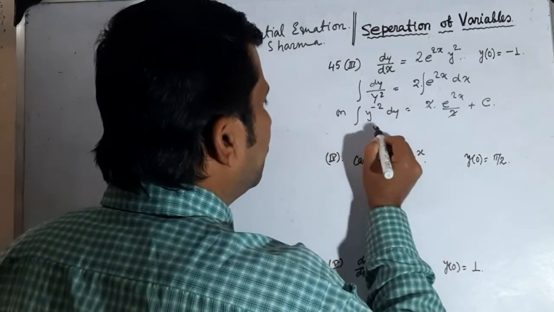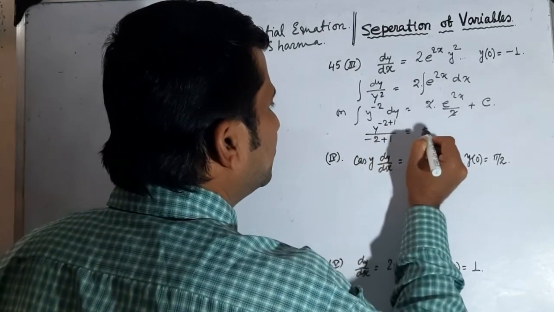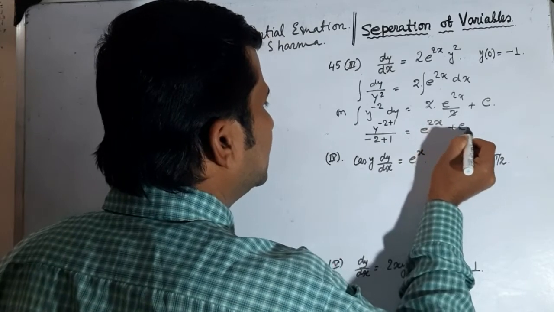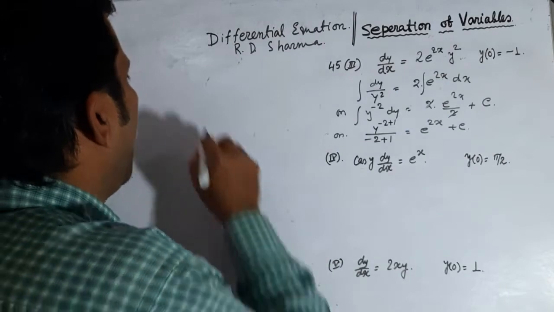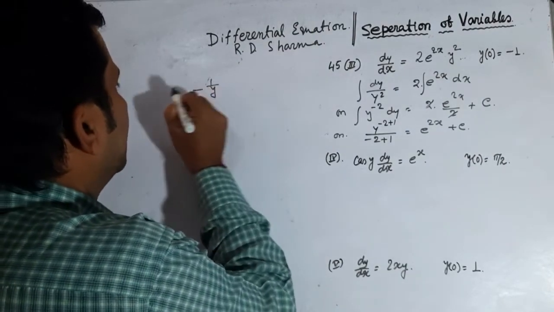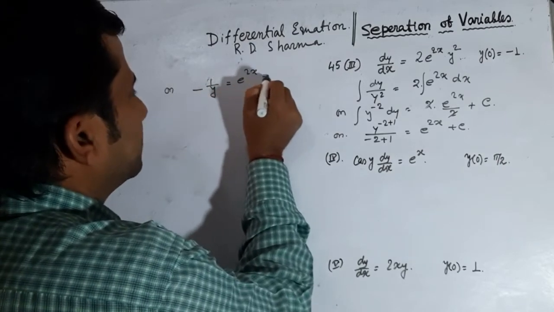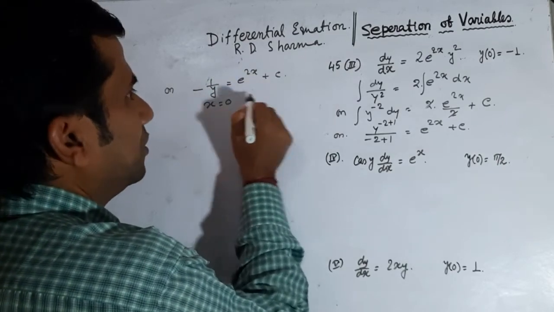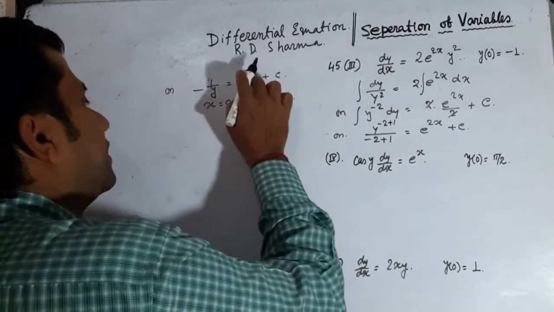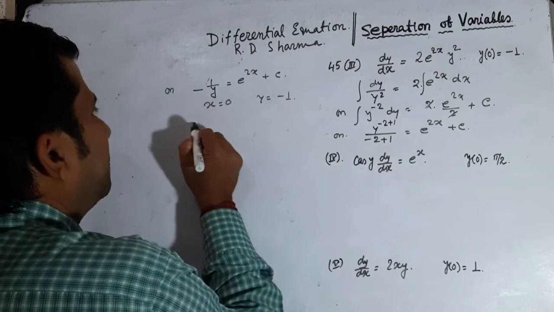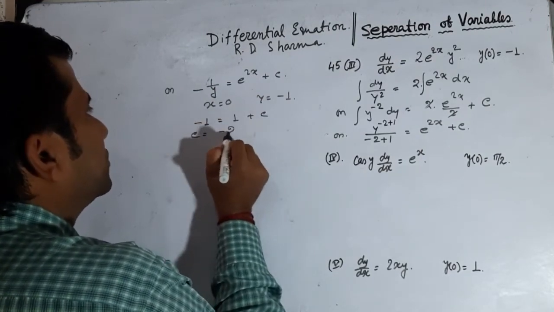Integrating, you get y to the power minus 2 plus 1 by minus 2 plus 1 is equal to e to the power 2x plus c, or minus 1 by y is equal to e to the power 2x plus c. Putting x is equal to 0 and y is equal to minus 1, you get 1 is equal to 1 plus c, or c is equal to minus 2.